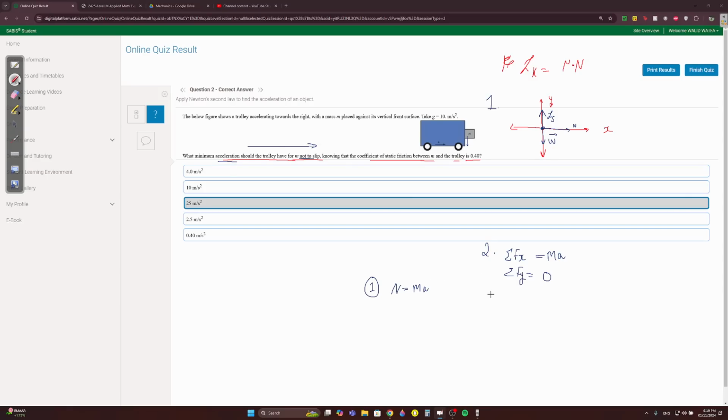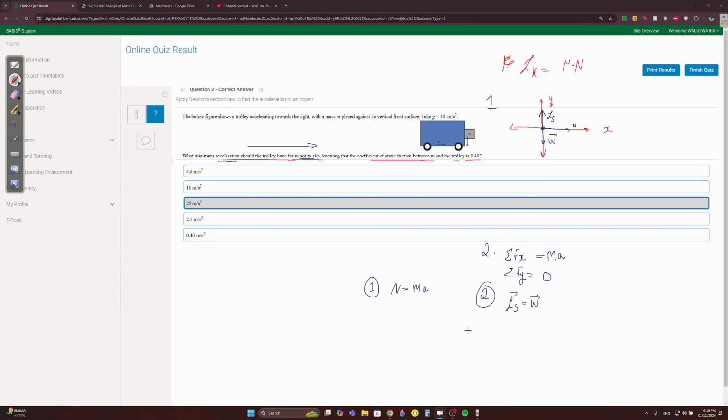Okay? Second step, Fy is equal to 0. When you say sigma something is equal to 0, that means what's down is equal to what's up. Save yourself time. Don't write 2 equations. If it equals 0, that means what's up is equal to what's down. Okay, so Fs is equal to W.